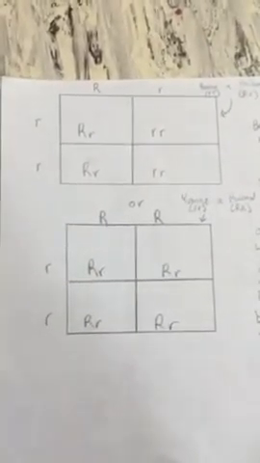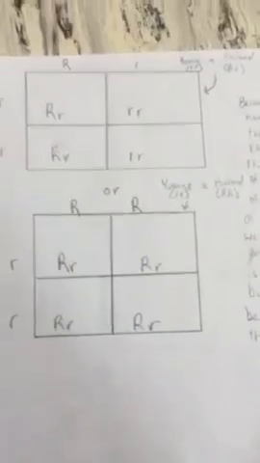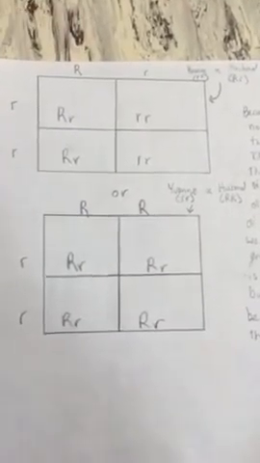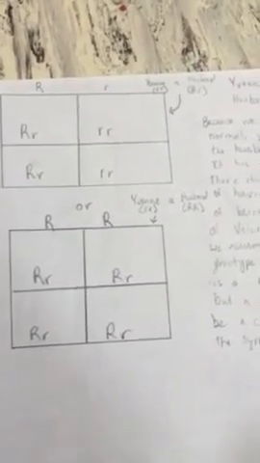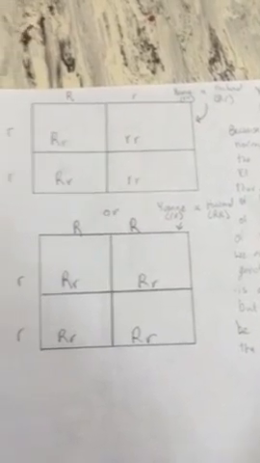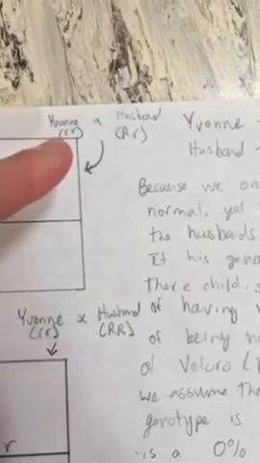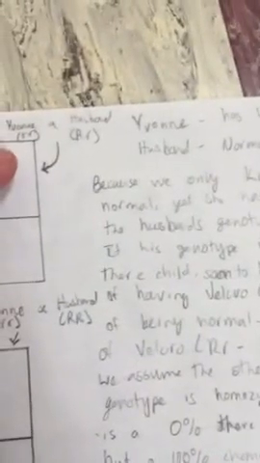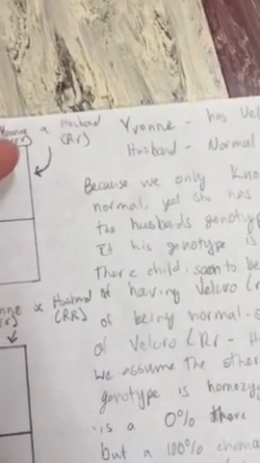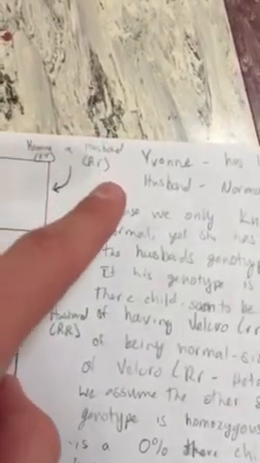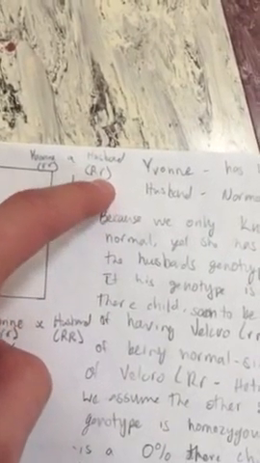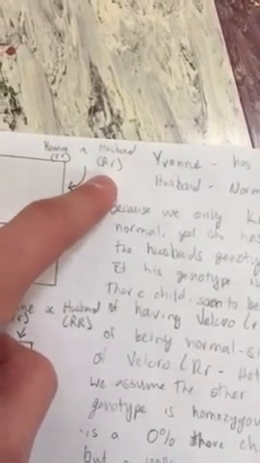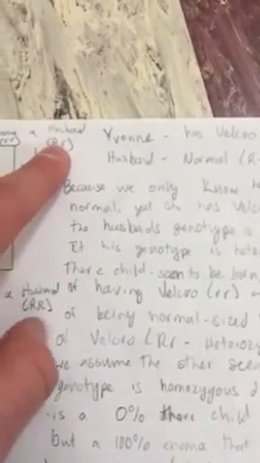In order to create a pedigree, one must take the alleles of both the husband and the wife and cross them in order to find the chances of what their children will have. For example, with this girl, Yvonne, and her husband, she has the genotype homozygous recessive, which is rr, meaning she has Velcro, while her husband has the genotype heterozygous dominant, which is uppercase R, lowercase r.